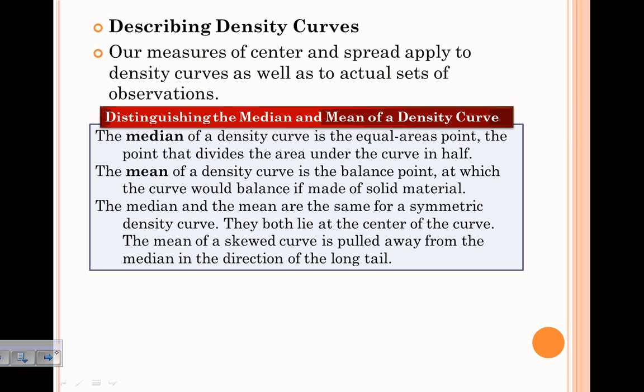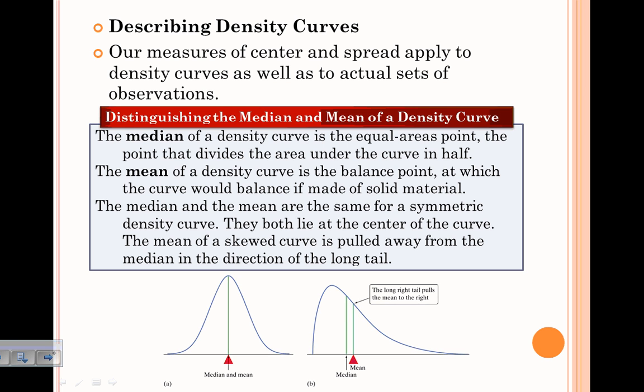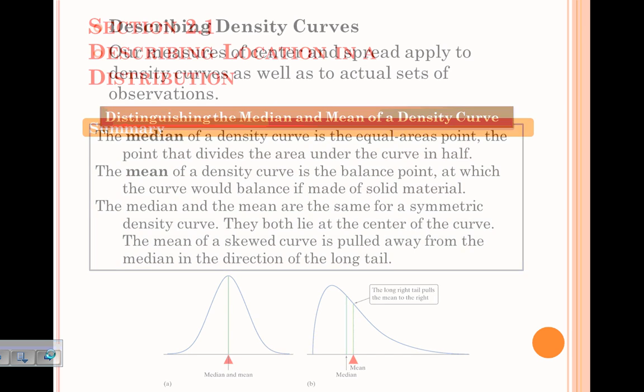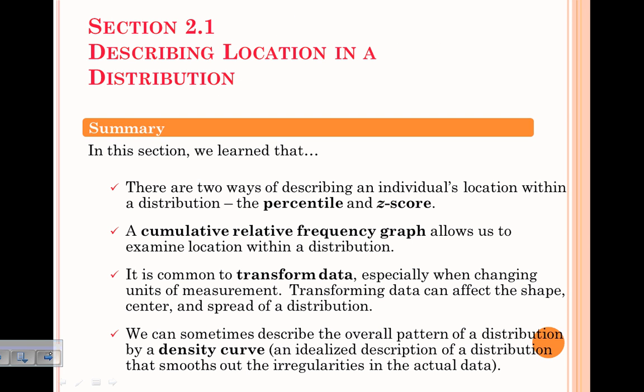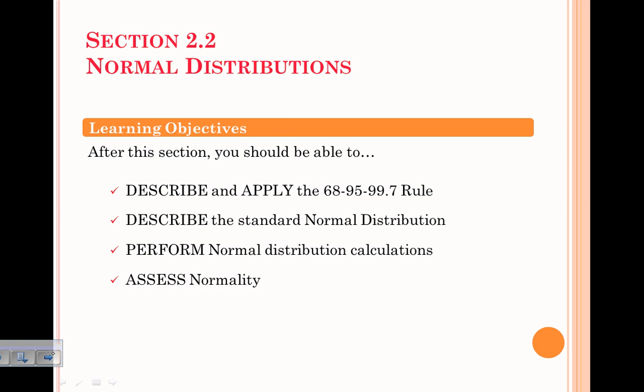So here we've already talked about this mean, median stuff. Just always know the mean gets pulled more than the median with the skew. That's going to show up over and over again on the AP test as some kind of question. So, in summary, we've learned about percentiles, z-scores, cumulative relative frequency graphs, how to transform data, and density curves. And I will see you in 2.2.